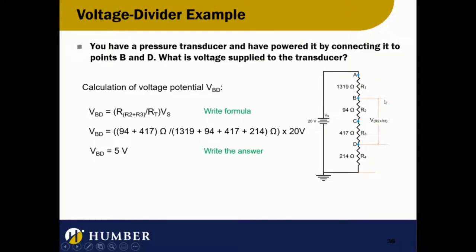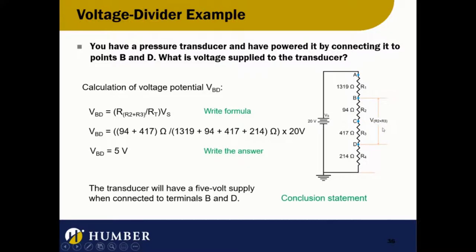You know, we'll talk about a little bit more of what I can run from here a little bit later, but right now I want to continue on, and I'm going to write my conclusion statement. So the transducer will have a 5 volt supply. This transducer here is something where the load itself doesn't require a lot of current. The thing about this is, if I'm using a voltage divider to power something, just believe me, you better make sure that whatever you're powering only requires a very small amount of current.